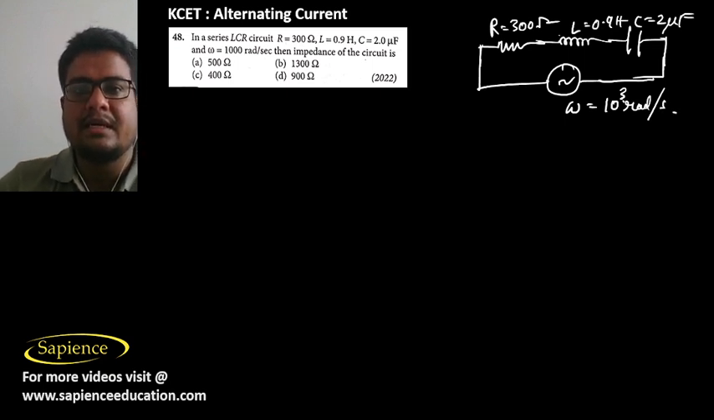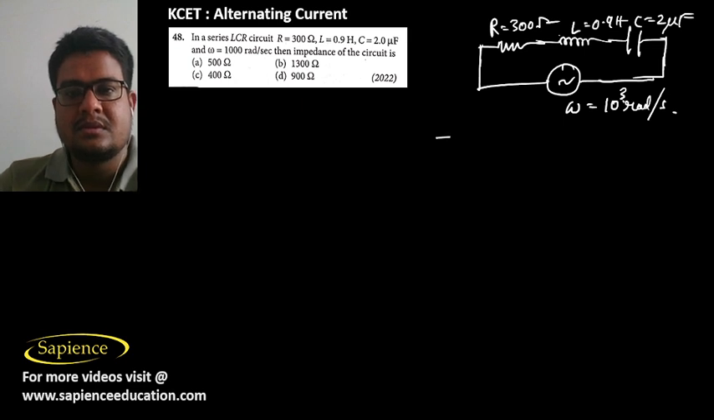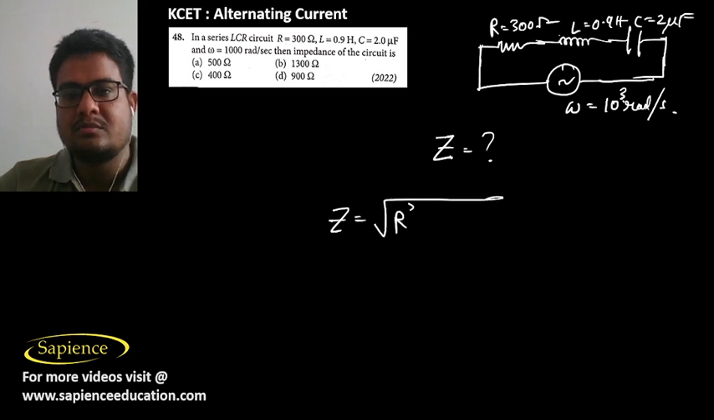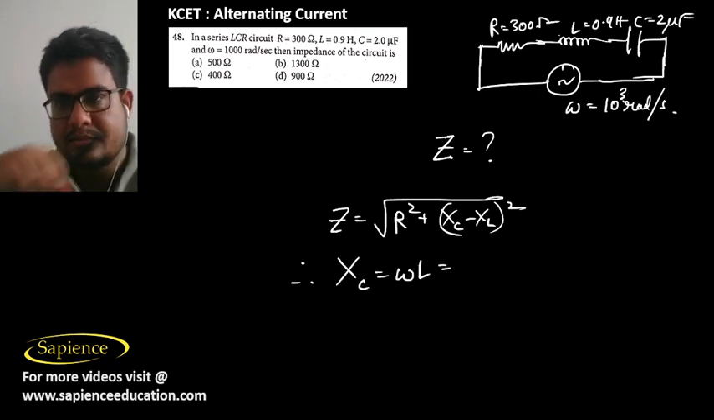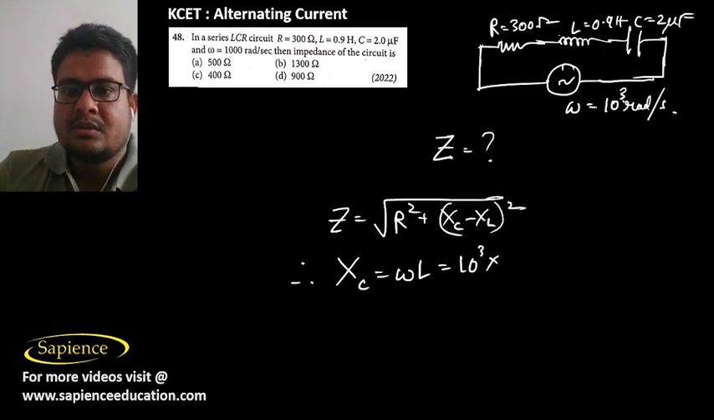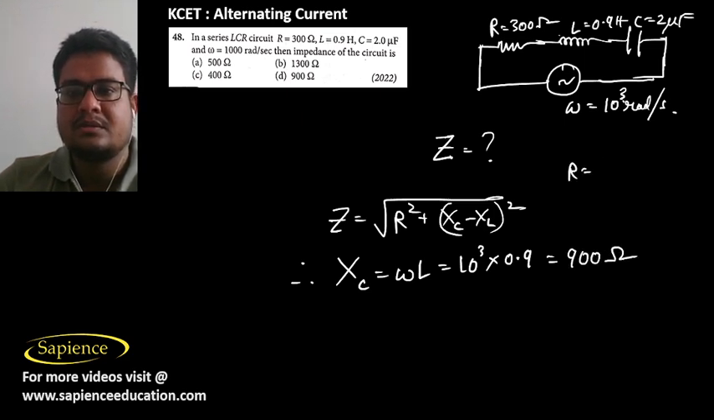Then the impedance Z of this circuit will be Z equal to square root of R square plus (XC minus XL) square, where XC is the capacitive reactance and XL is the inductive reactance. So XL is equal to omega into L, that will be 10 power 3 into 0.9, which is equal to 900 ohm. Resistance is 300 ohm.